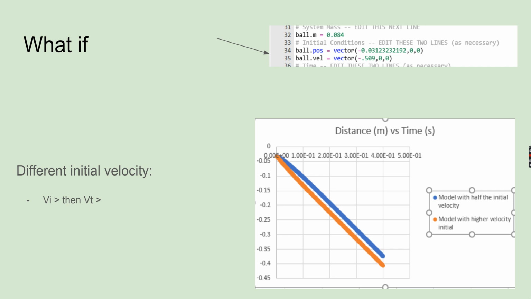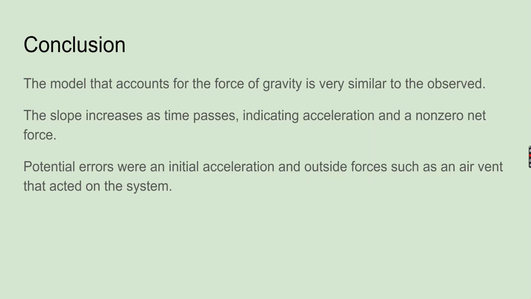And then the next question was what would happen if your initial velocity was greater. In line 35, I initially set my velocity to negative 0.509, and that's the blue line. And then I doubled that number and got the equation with the orange line. So if velocity increases, then the terminal velocity will also increase.